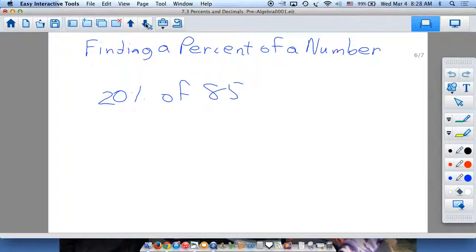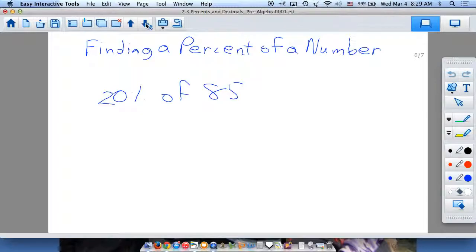Now, last thing we're going to study in this lesson is finding the percent of a number. Now, we used the percent proportion before when we had 20% of 85. If you like using the percent proportion method, you can definitely do that. Let me show you another way that you can calculate this though. If you have 20% of 85, so you know your percentage and you know your whole, what we're trying to find is that part again.